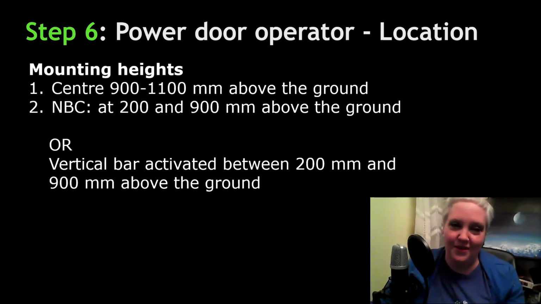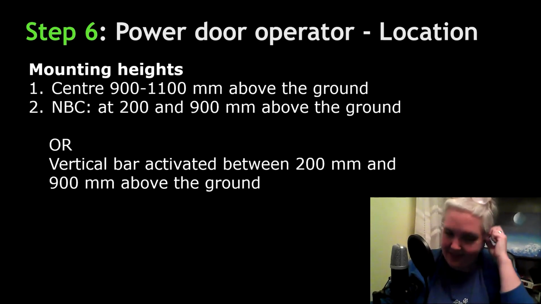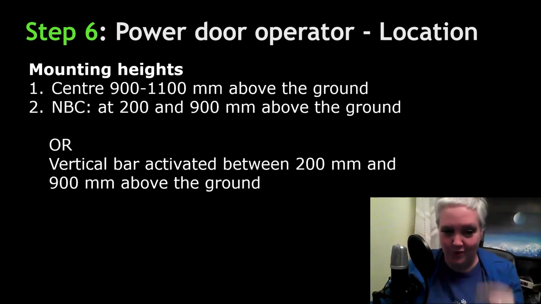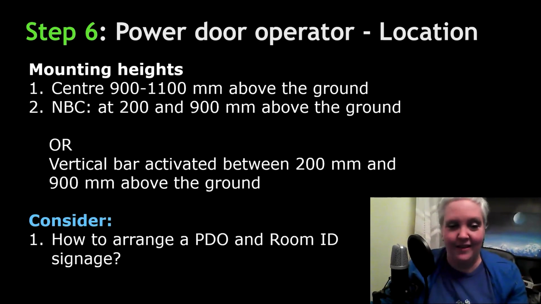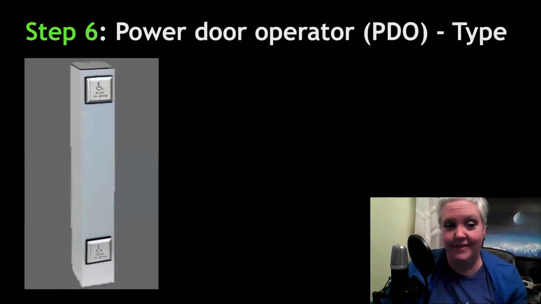So one of the other things we're thinking about with power door operators is getting the location right. It's not just enough to have the power door operator; is it mounted at the right height above the floor? And what's interesting is that our National Building Code, NBC, actually requires two different power door operators, which you'll see in a second. And I'll show you what a vertical bar that achieves both sets of requirements can achieve as well. But the other consideration for power door operators is, how do you arrange a power door operator if you have room ID signage or if you have security? So all of these factors.